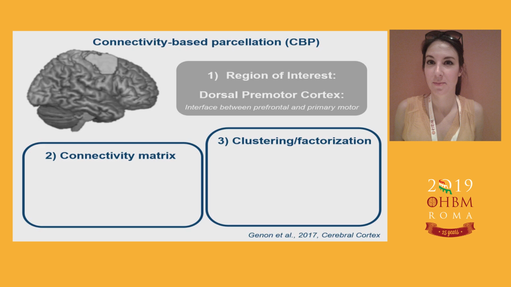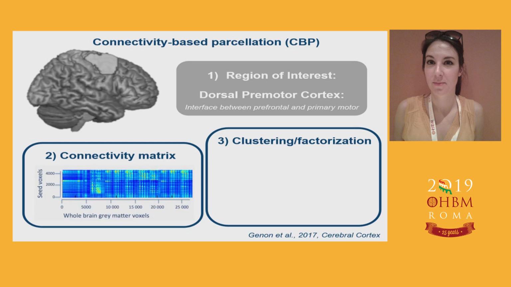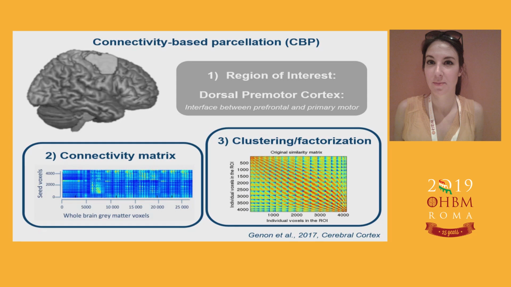So first of all, how do we study brain organization when we are interested in large-scale integration across a large-scale network? We use connectivity-based parcellation. The basic idea is that if we are interested, for example, in the dorsal premotor cortex, we take the voxels within this region and compute the connectivity with all of the voxels in the brain.